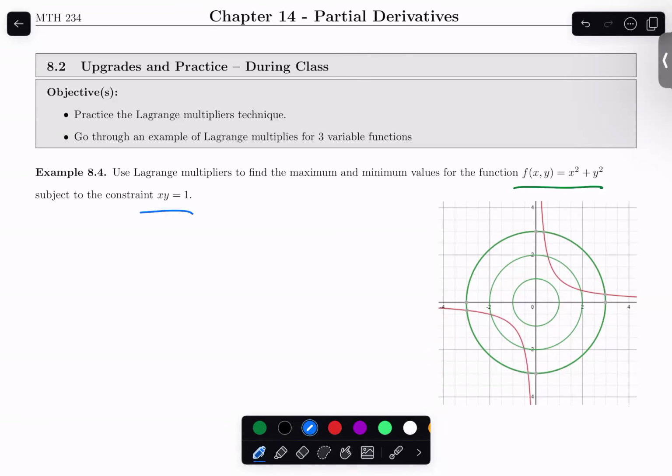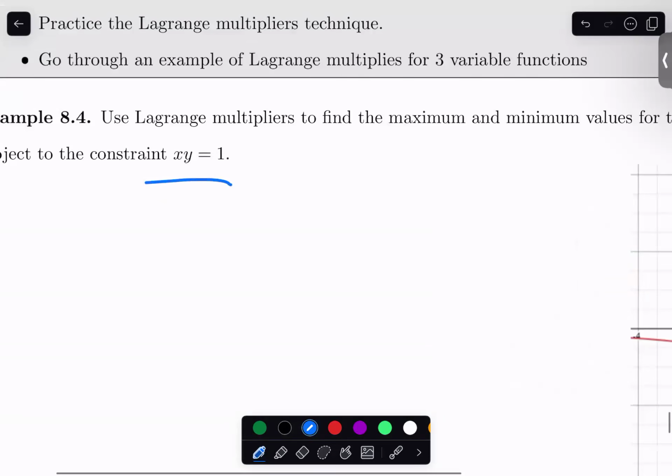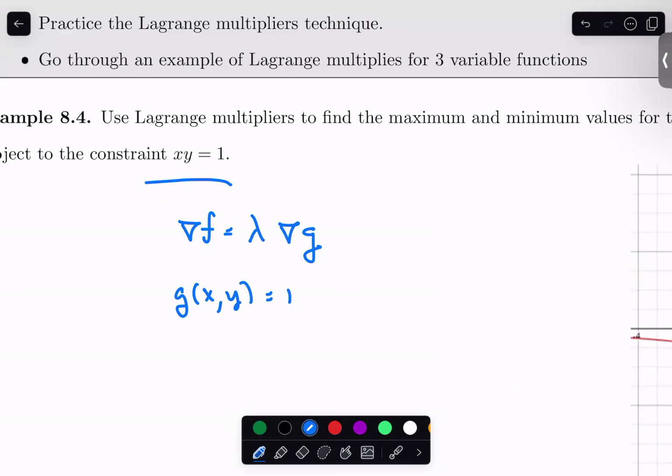So again, for the technique of Lagrange multipliers, and this problem does start off by saying use Lagrange multipliers, we have two equations really that we're hoping to satisfy. So first is the gradient of f should be some scalar multiple of the gradient of g. And then we also have that our constraint equation, which should have some x's and y's, should be equal to some constant.